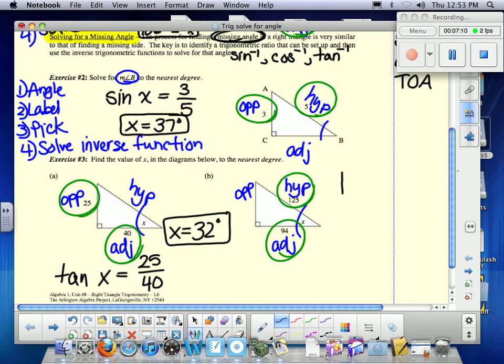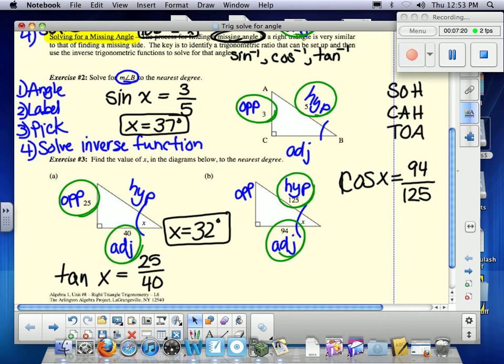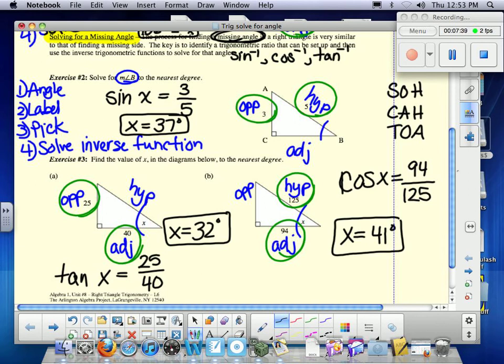So, what'd we say? Cosine? I always forget how to do this. Yes, Justine, 41 is correct. No, that's what I said. So what is it, 41?